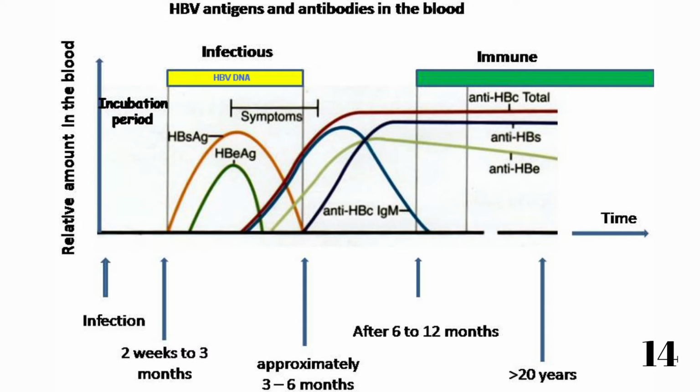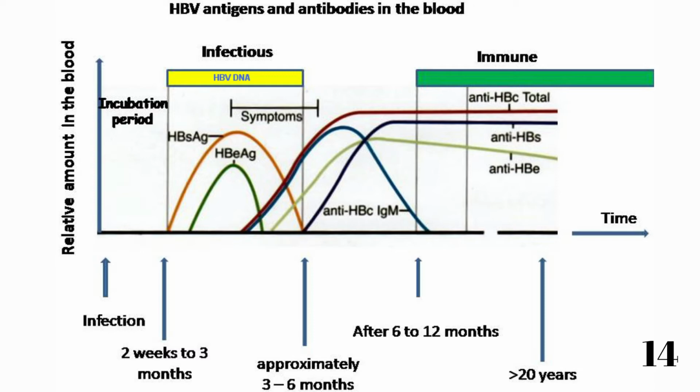And we can see this in this diagram. Here we have hepatitis B antigens, with the incubation period, infectious period, and immune period. The first one is hepatitis B surface antigen, the orange line. It will appear in the incubation period, and it will disappear at the end of the infectious period, before 6 months.